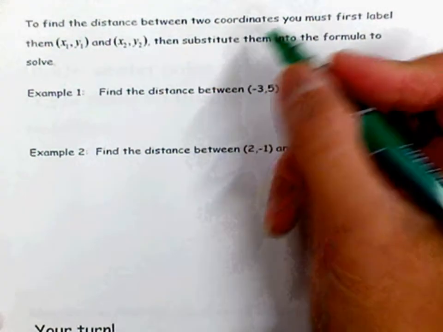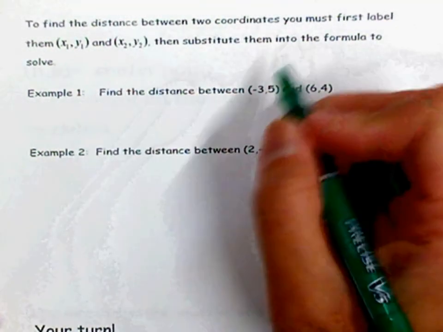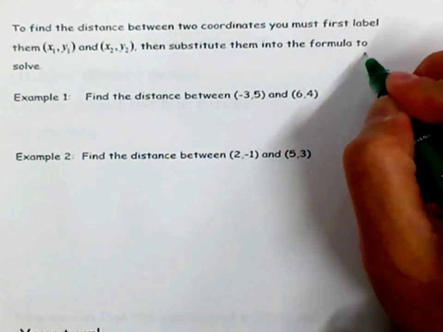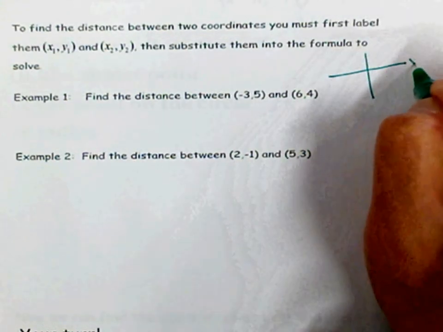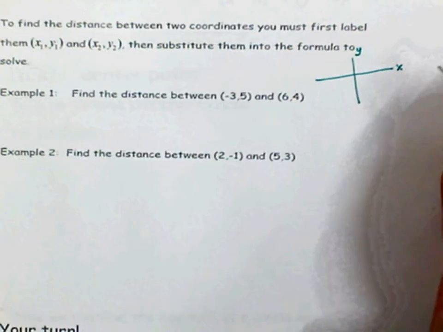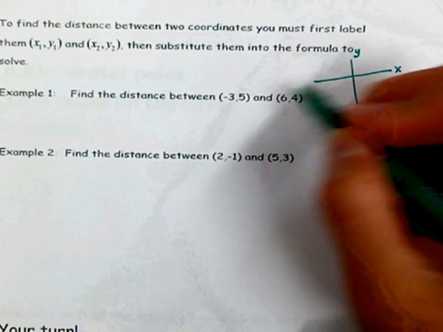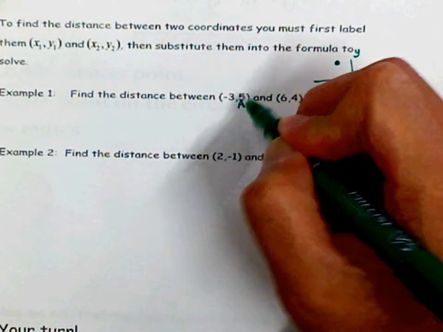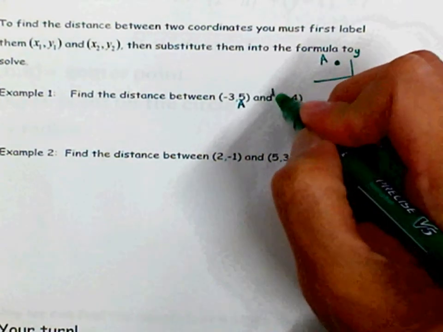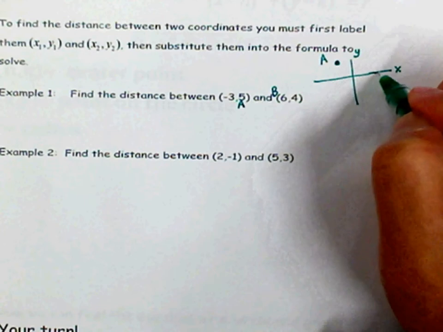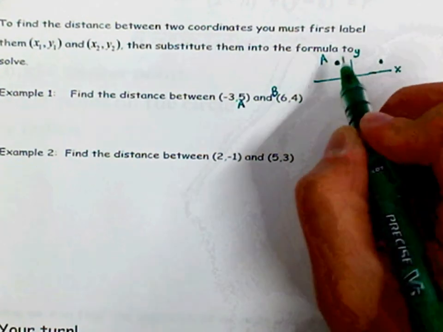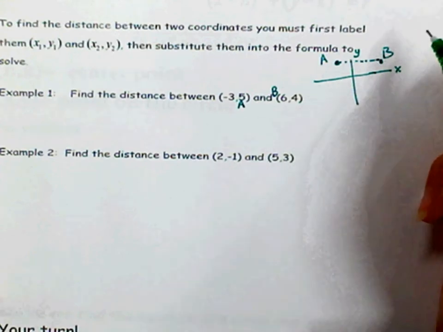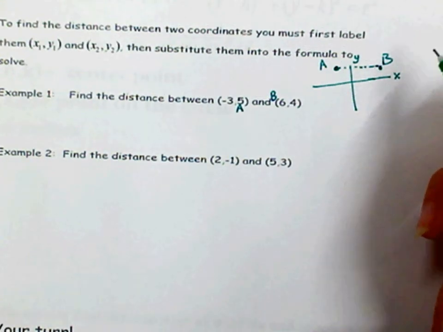You want to find the distance between two points on a graph. For example, if I had a graph right here, here's x, y, and I'm just going to estimate, just to show you the work, (-3, 5). We're going to call this one point A. We're going to call this one B, (6, 4). If I want to know this distance right here, what would you do to find that distance? Well, you're going to use the distance formula.